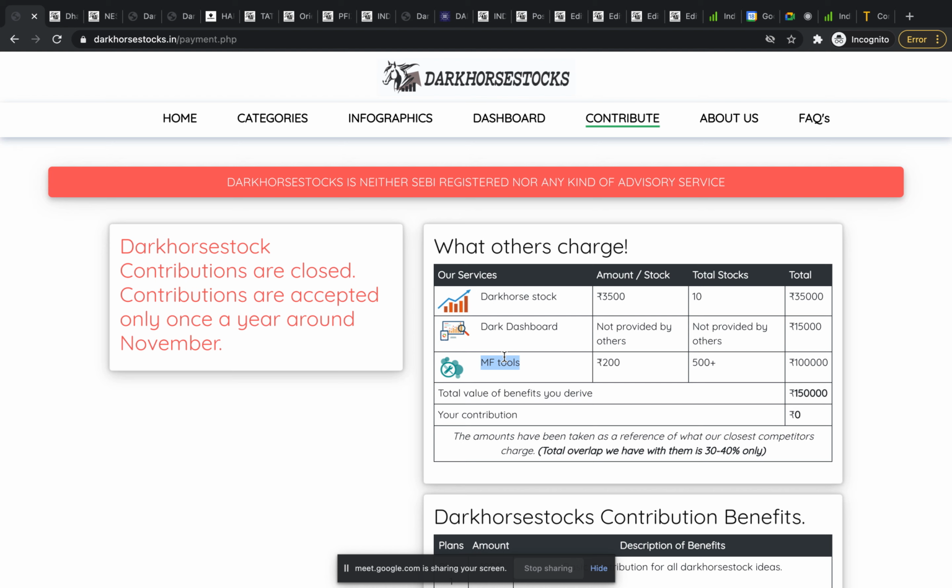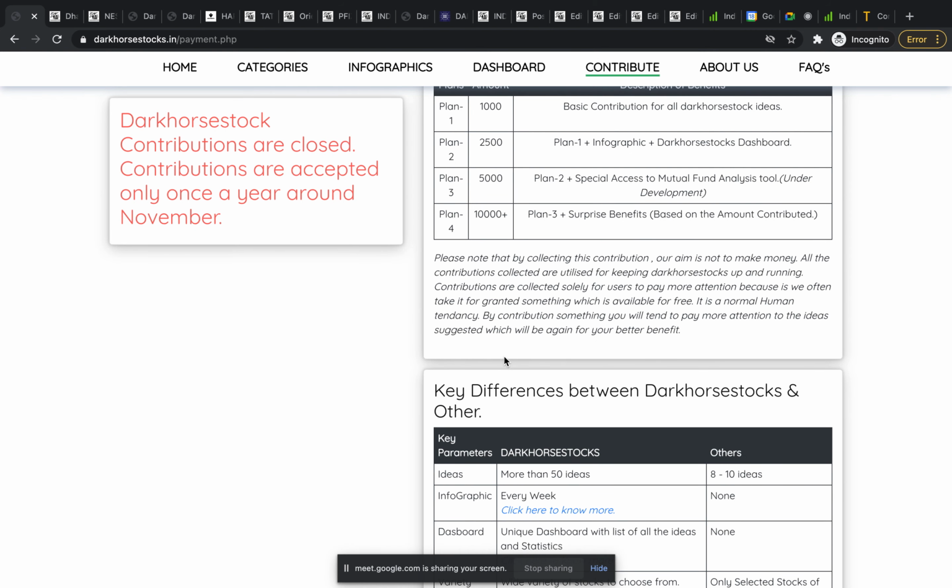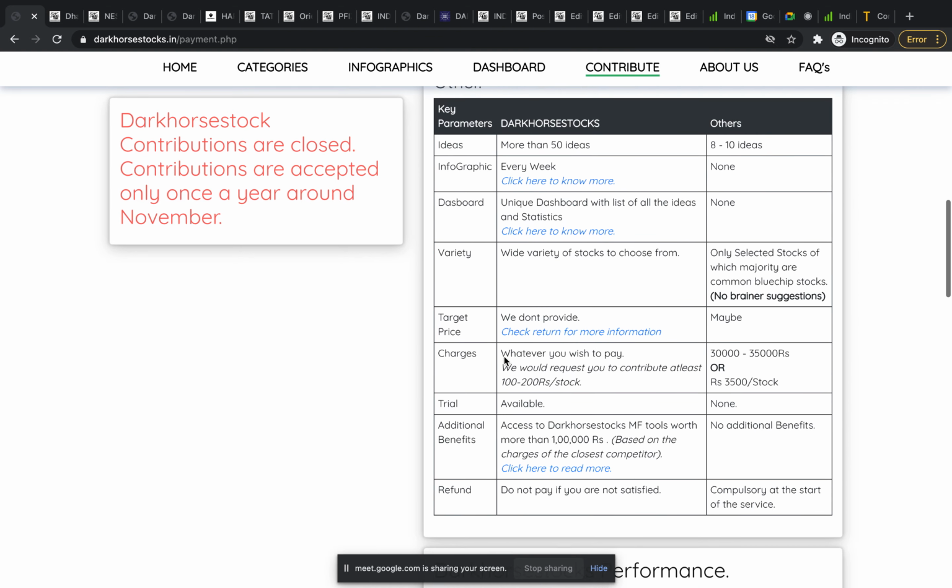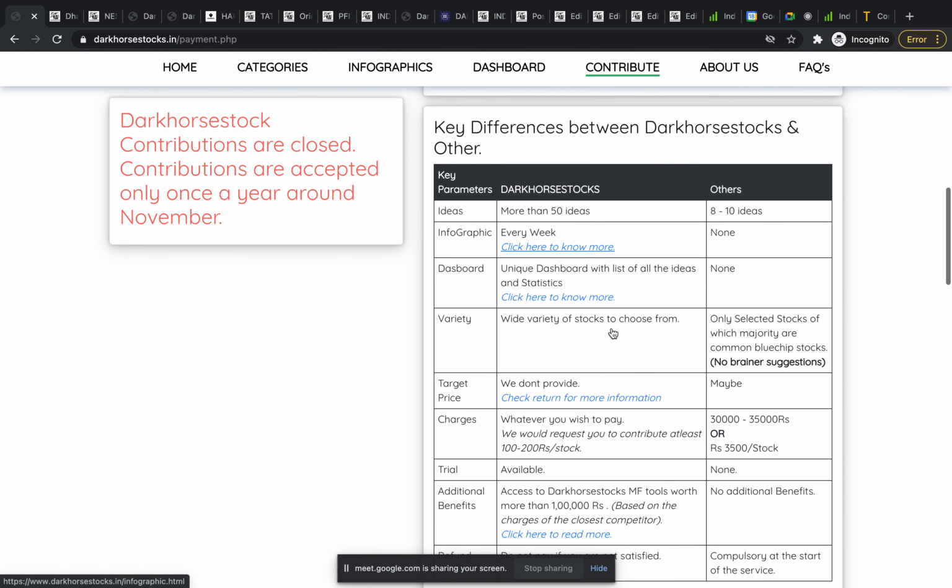It would be ready in around the next 2 or 3 weeks, and once it is ready, we will also give the same demo for mutual fund tools. You can go through the page and get an idea of the differences between Darkhorsestocks and other advisories as well. We have presented it in the shortest possible manner, so you can get more idea about the same.